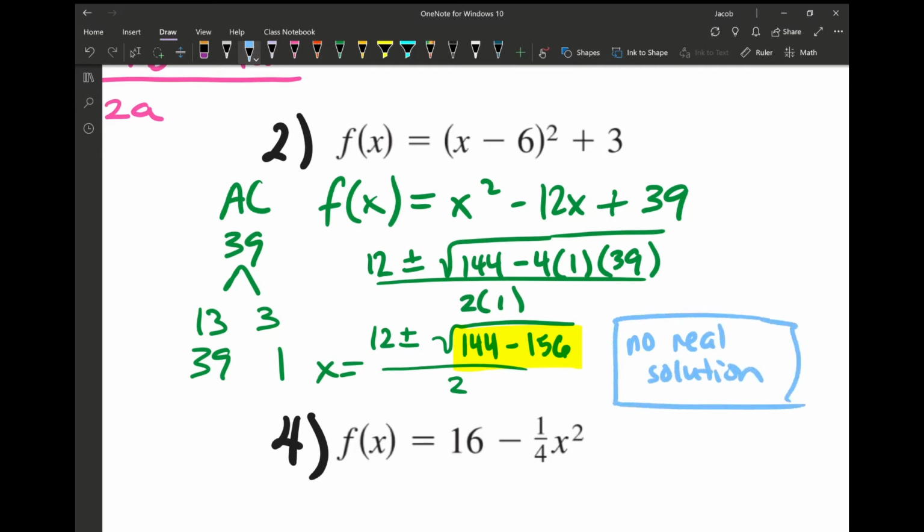To this quadratic. And if you notice, if you were to graph this, then the parabola is lifted off 3 units from the x-axis and shifted right 6. So clearly there are no intersections with the x-axis.